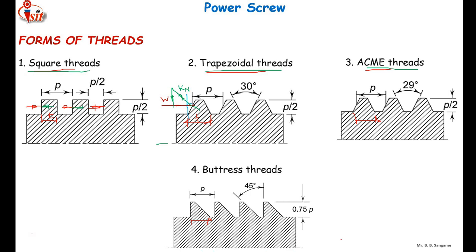As I have said, the thread thickness of trapezoidal threads is more as compared to square threads. So trapezoidal and ACME threads offer more strength as compared to the square threads. So it is the advantage of trapezoidal and ACME threads.